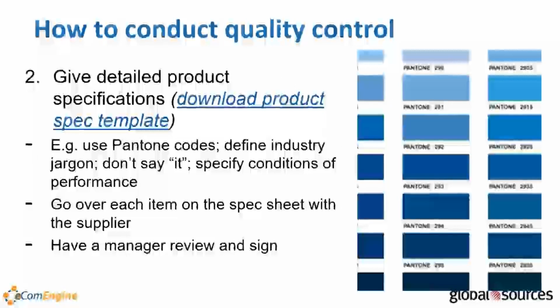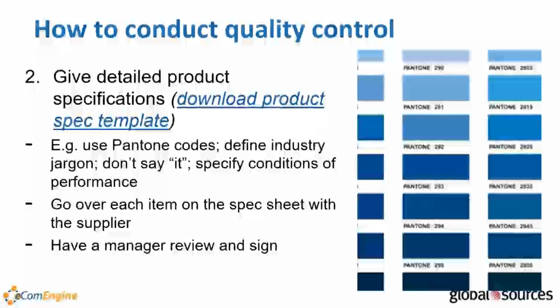Okay, this is probably the most important thing you can do to control quality. Give detailed product specifications to your supplier. And at the link over here in this slide, there is a product specifications template that you can download. So you can work directly with your supplier to create this document. And this will help ensure that the supplier clearly understands your expectations. Never let your supplier fill in the gaps.